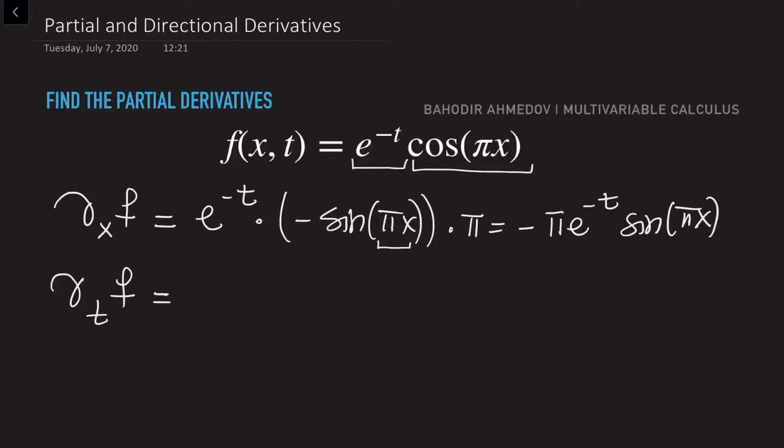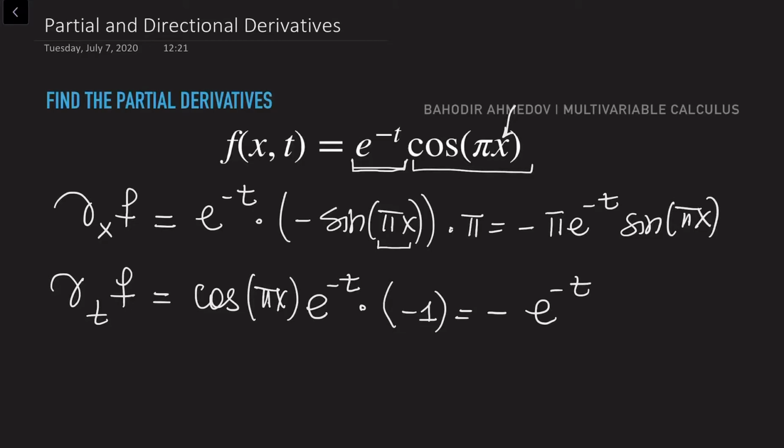So we can find the partial derivative of f with respect to t as well. So in this case, this term is going to be just considered as a constant. That is why this is going to be left as a constant, cosine of pi x. So now we are going to take the derivative of the first term, which is e to the power of minus t. So the derivative of this term with respect to t is going to be e to the power of minus t times the derivative of minus t, which is equal to minus 1. So it is going to be equal to minus e to the power of minus t cosine of pi x.